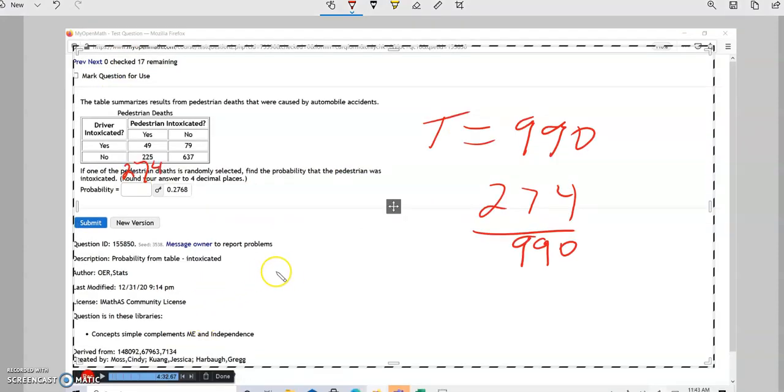Again, I guess you don't have to total everything all the time, but you have to read the question, maybe do the whole chart if they ask more questions. But in this case, was the pedestrian intoxicated? The answer to yes is 274 total. And the total number of people, you just add up 49 and 225 and 79 and 637, you get 990. And the answer is 274 divided by 990.